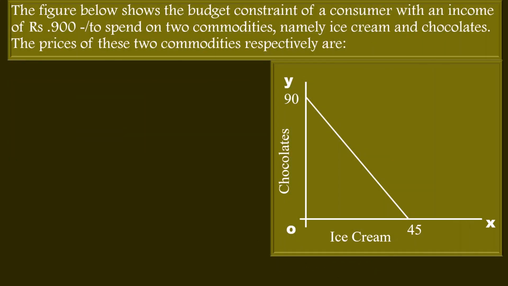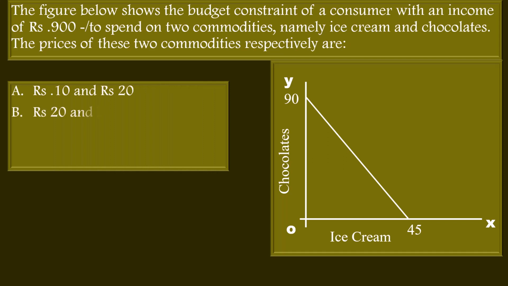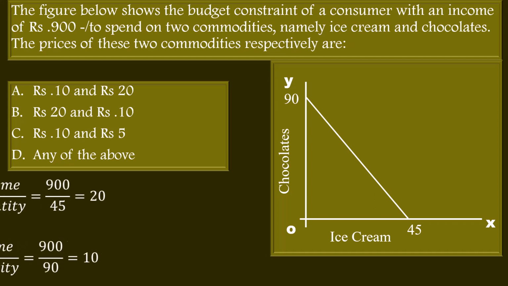10th question. The figure below shows the budget constraint of a consumer with an income of 900 rupees to spend on two commodities, namely ice cream and chocolates. The prices of these two commodities respectively are options A 10 rupees and 20 rupees, B 20 rupees and 10 rupees, C 10 rupees and 5 rupees, D any of the above.